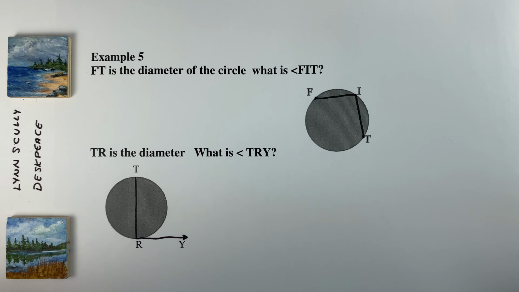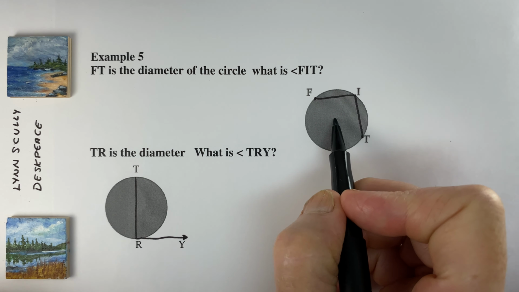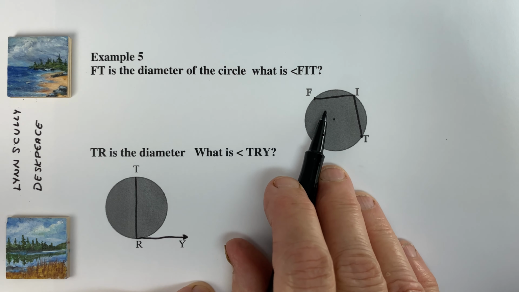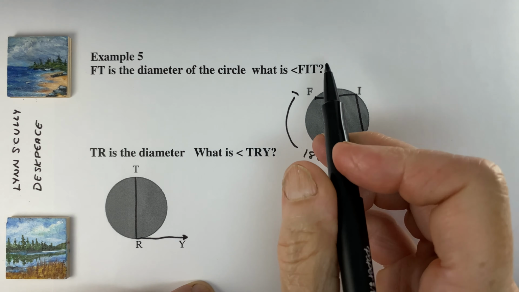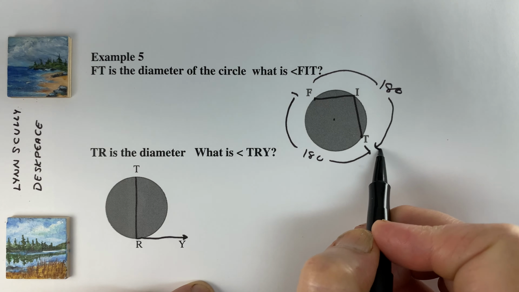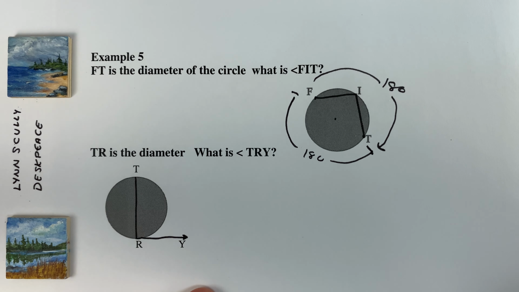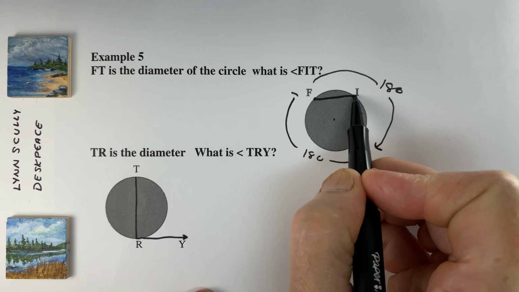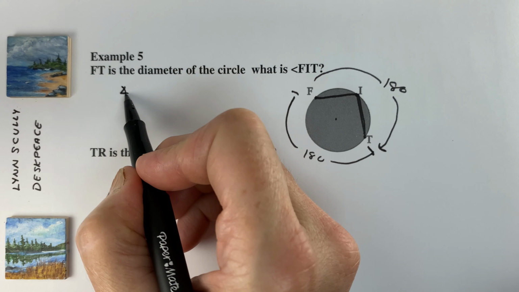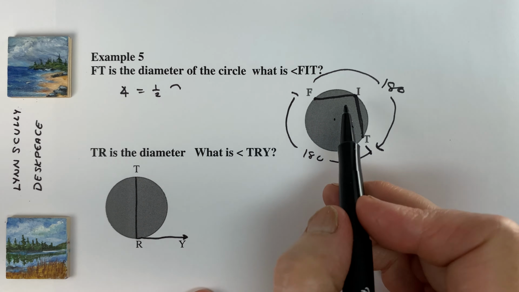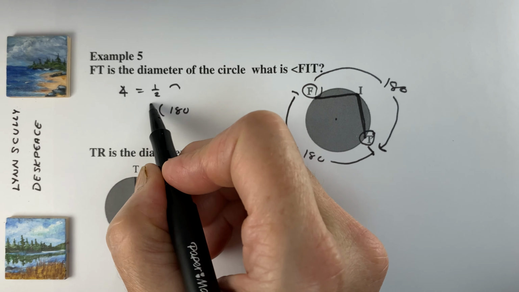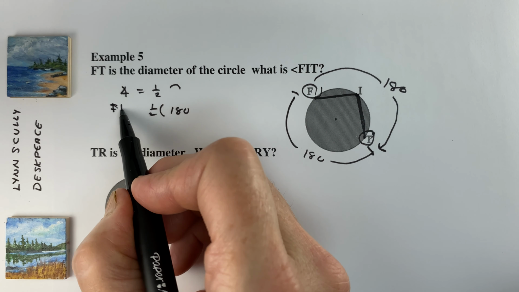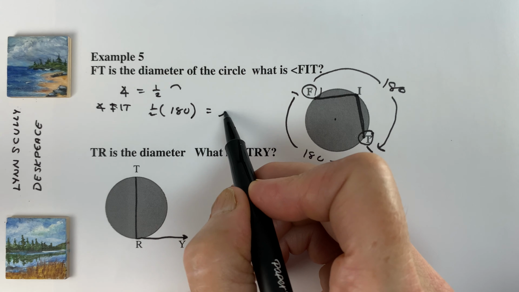Example 5. FT is a diameter of the circle. They don't even draw it, but I can see that F to T is cutting the arc into 180 degrees this way, and therefore also this way. So you don't need a line to know that this is cutting it in half. What is angle FIT? Angle FIT is inscribed. It is on the circle. So the angle is equal to 1/2 the arc it cuts out. The arc it cuts out is FT, and I found out FT is 180. And I could name this if I want, FIT. So I'm getting 90 degrees.